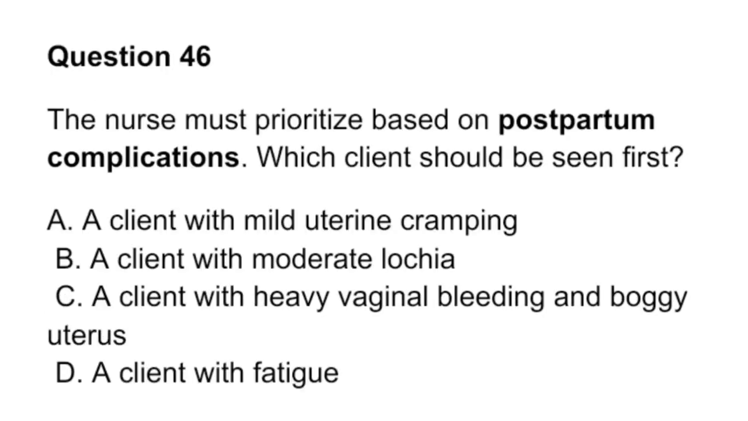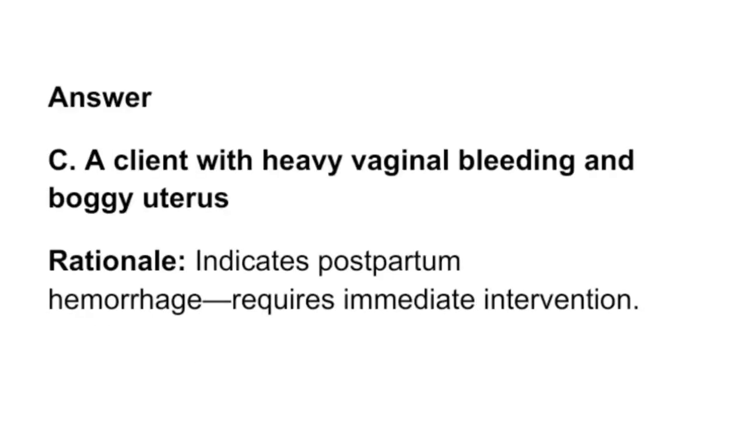Question 46. The nurse must prioritize based on postpartum complications. Which client should be seen first? A, a client with mild uterine cramping. B, a client with moderate lochia. C, a client with heavy vaginal bleeding and boggy uterus. D, a client with fatigue. Answer: C, a client with heavy vaginal bleeding and boggy uterus. Rationale: indicates postpartum hemorrhage, requires immediate intervention.